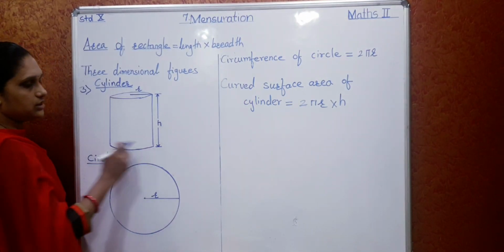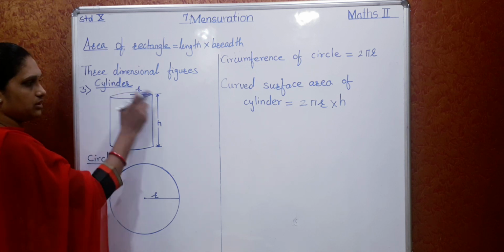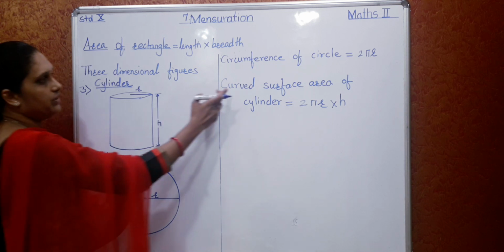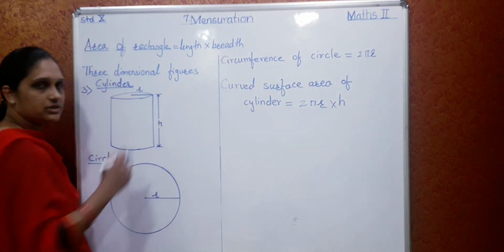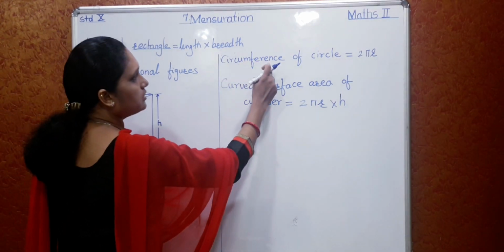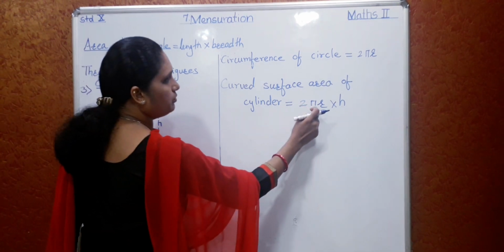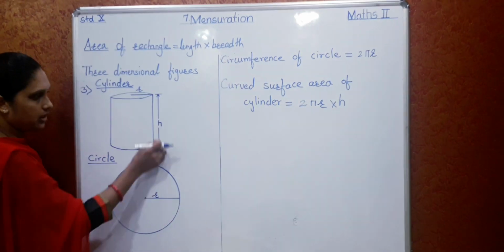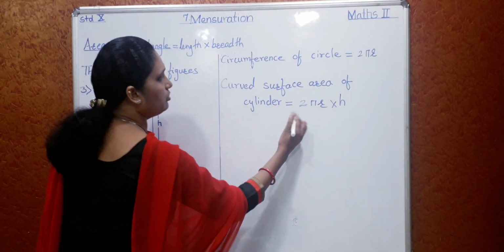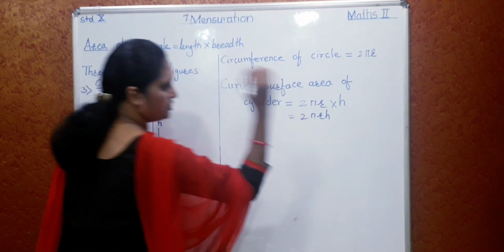In the figure we will observe here, this is the shape of a cylinder, where this is the radius of the top circle and this is the height of the cylinder. When we are finding the curved surface area of a cylinder, what formula will we use? We'll use the circumference of a circle, which is 2 pi r. And how many times is this circumference taken? h times. So this is 2 pi r h.